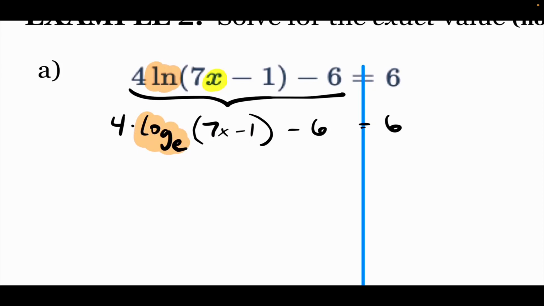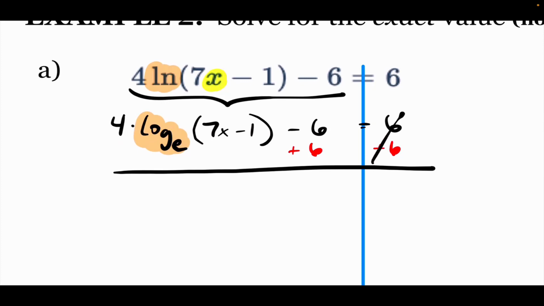Now, I have a -1 on the inside, and I have a -6 over here, right? I can't get to the inside yet because it's part of this log. So I'll leave that for later. I'm going to start with this -6 over here. What's the opposite of -6? Adding 6. So I'm going to add 6 to both sides. Slowly, I want to strip everything away, so that all that's left is the log. That leaves 4 times log base of e, 7x minus 1.